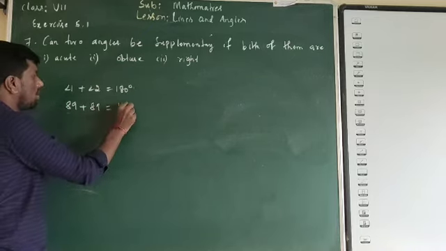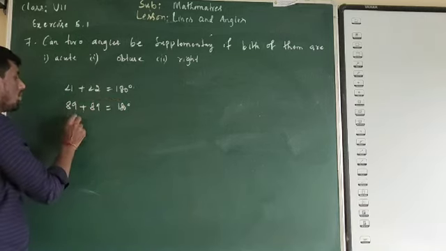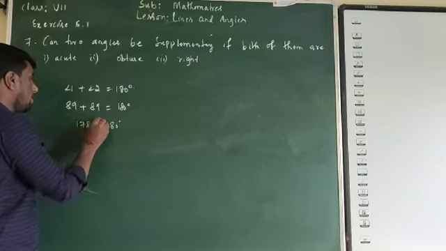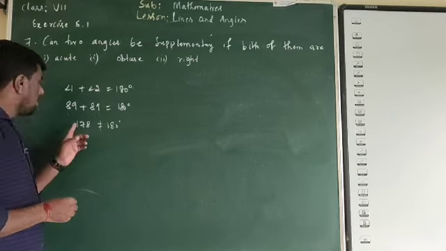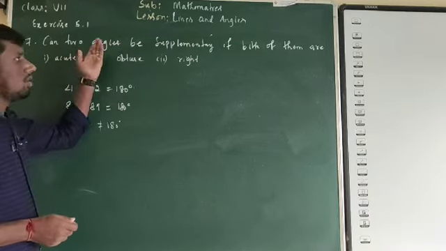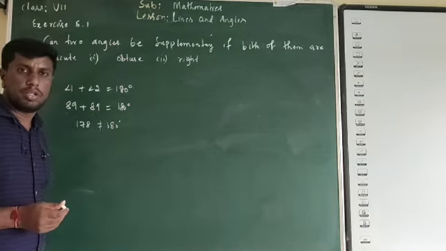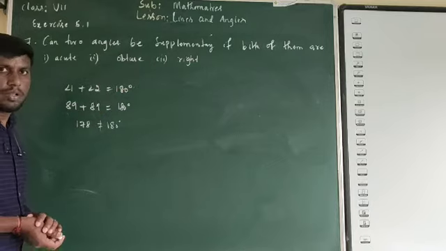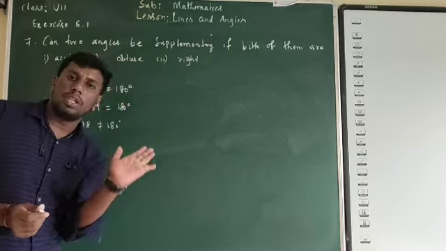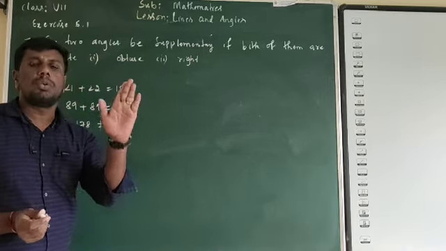89 plus 89 gives 178. We are not getting 180. That means if both angles are acute angles, it is not possible that those two angles are supplementary. Okay. Now obtuse. What is obtuse? It starts from 90 and goes up to 180.